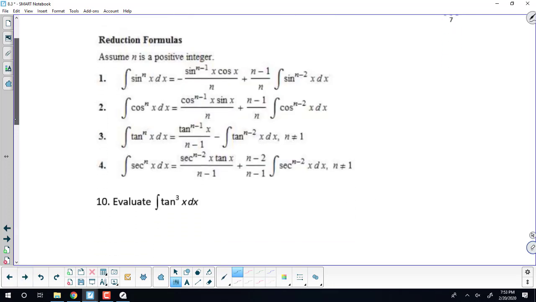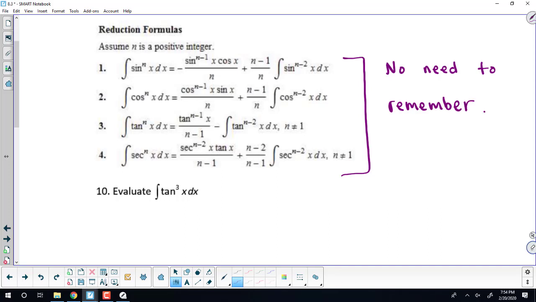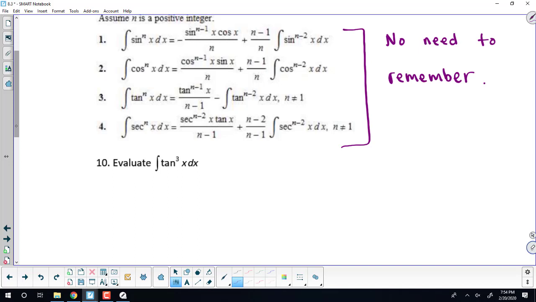Okay, so these reduction formulas, they're here just for your reference, but you don't need to remember these. I'm not going to test you over these or ask you these or anything. There's no need to remember. But just to know that they exist, using the reduction formula to evaluate, for instance, tangent cubed. We'll say this is our n equals 3, this one here.